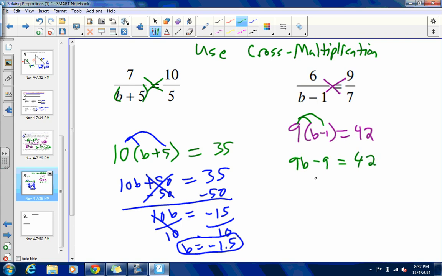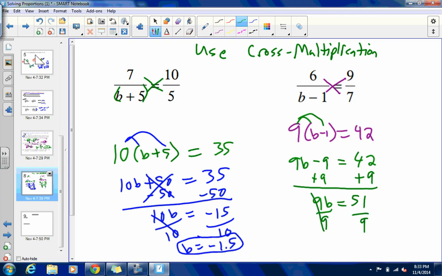When you add 9 to both sides to get rid of this minus 9, remember you have that minus, so you add 9 to both sides. You got the 9b over here, and that's equal to, sorry, add 9, it's equal to 51. Now to figure out what the b is, sorry, you would divide both sides by 9 to cross that out.